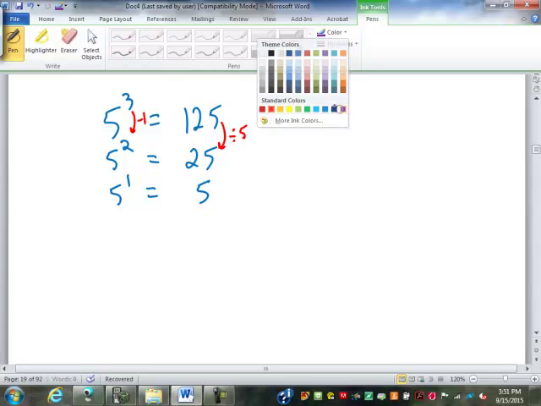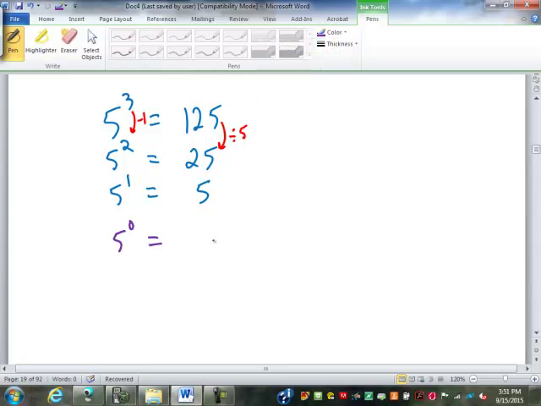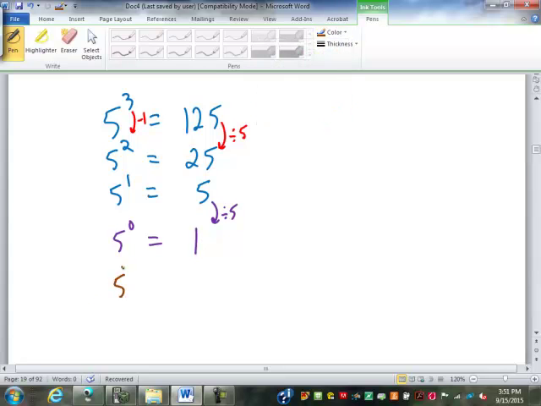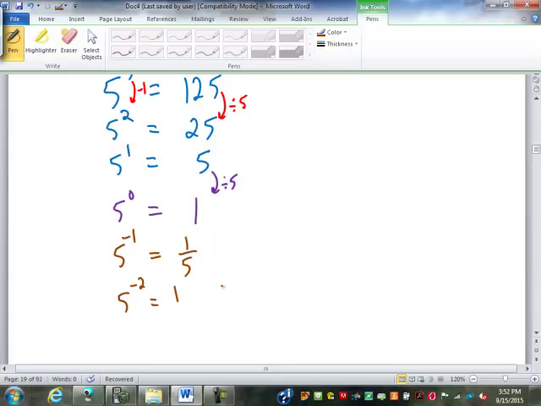So if we're to keep going, 5 to the power of 0 is, well, if we divide by 5, we get 1. 5 divided by 5 is 1. If we were to keep going, 5 to the negative 1, well, what's 1 divided by 5? 1/5. 5 to the negative 2, what's 1/5 divided by 5? 1/25. 5 to the negative 3, 1 over 125.